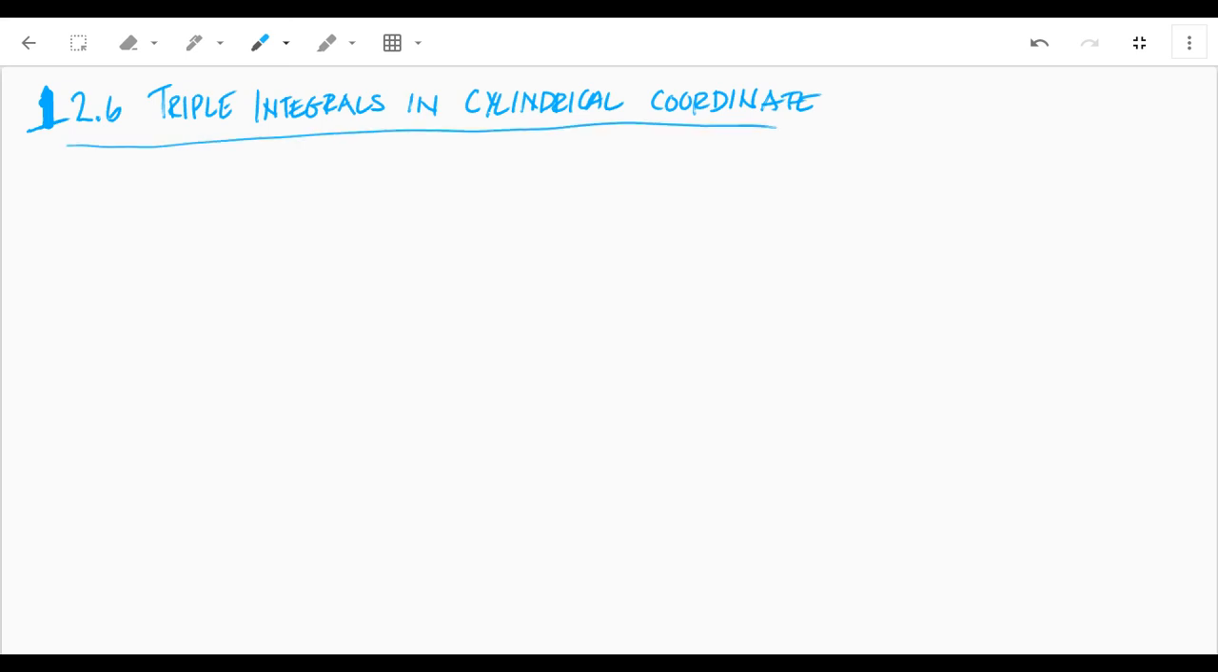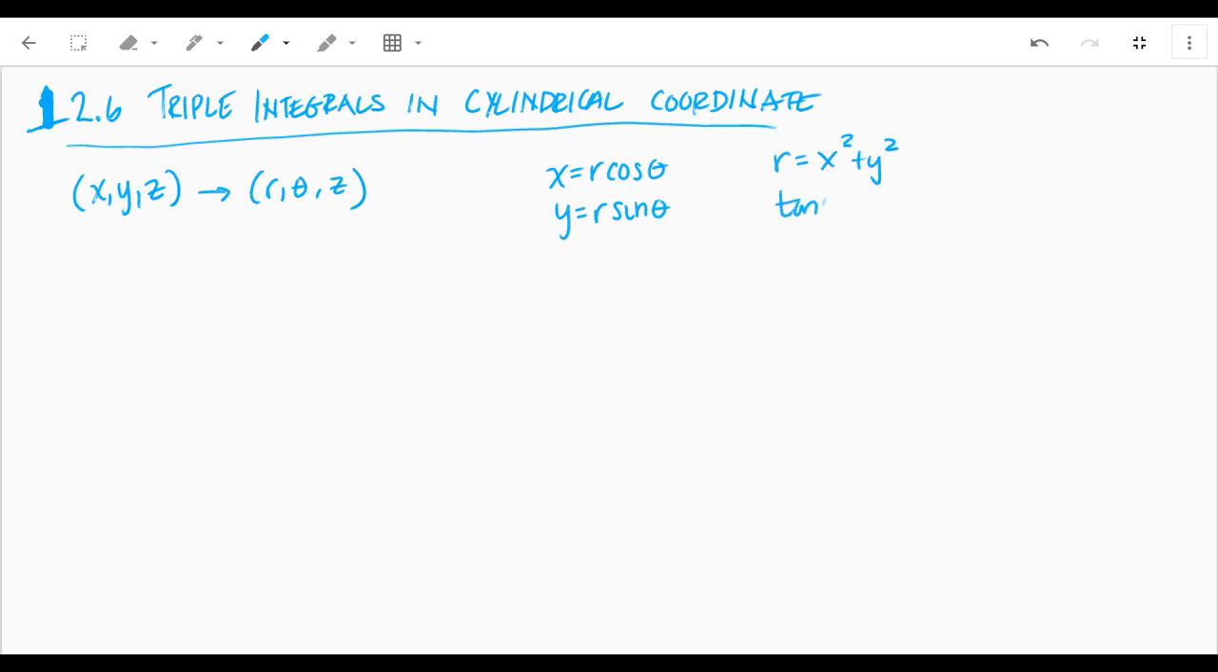So it shouldn't be too tough of a transition there. We're going to go from x, y, z to r, theta, z. You're used to making that transition from xy to r theta, and that's going to be the same. x will be r cosine theta, y will be r sine theta, r is the square root of x squared plus y squared, and the tangent of theta is y over x. And here's the good news, z is still just z.